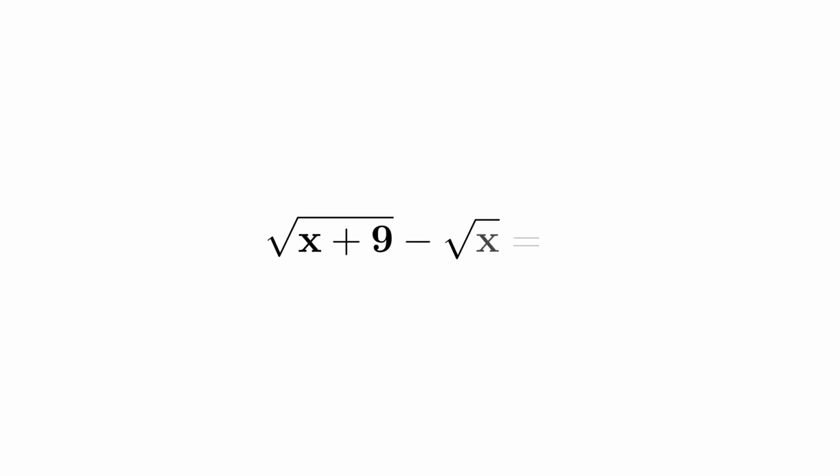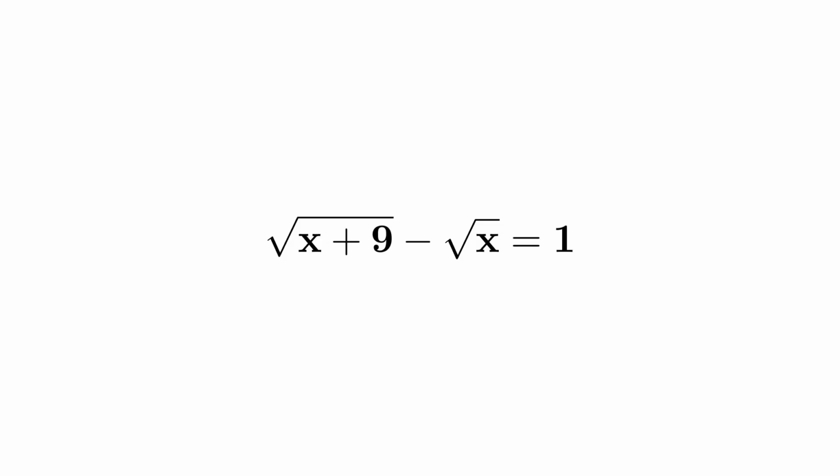Square root of x plus 9 minus square root of x equals 1. Solve for x. Most people get this wrong, not because they cannot do the algebra, but because of what happens after they solve it. Here is the move. Isolate one radical, square both sides, and solve like you normally do.